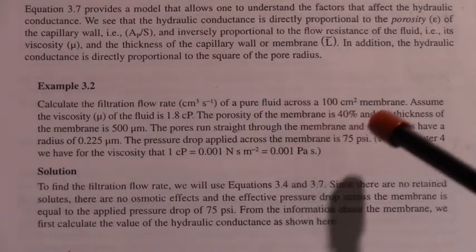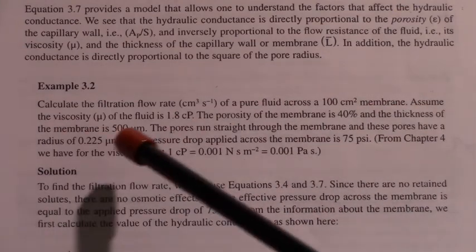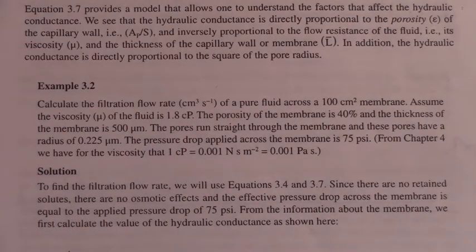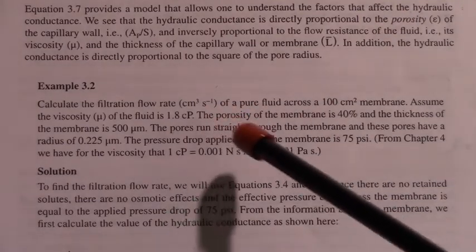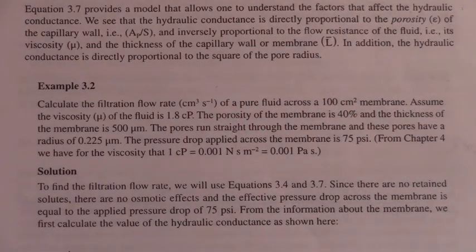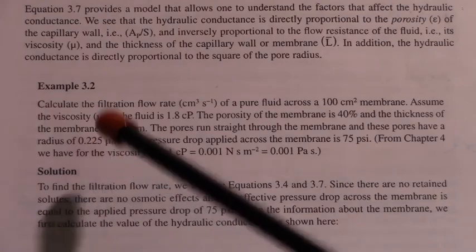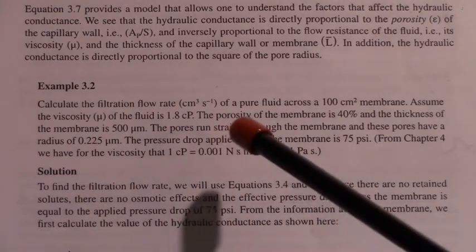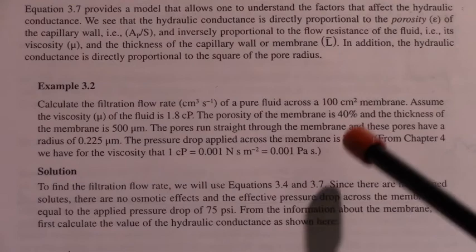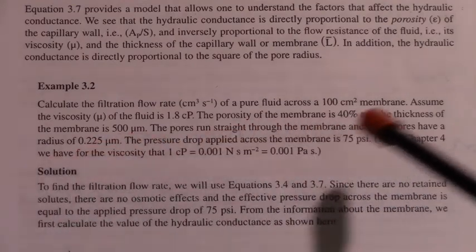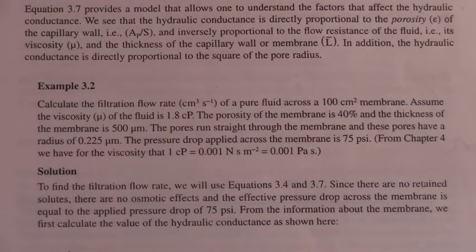The porosity of the membrane is given as 40%, and the thickness of the membrane is 500 microns. The pores run straight through the membrane. When you read these problems, when it says the pores run straight through, that means the tortuosity of the membrane pore is equal to 1. And they have a radius of 0.225 microns. The pressure drop applied across the membrane is 75 psi. And then I show some unit conversions here, and you have table 1.1 from chapter 1.